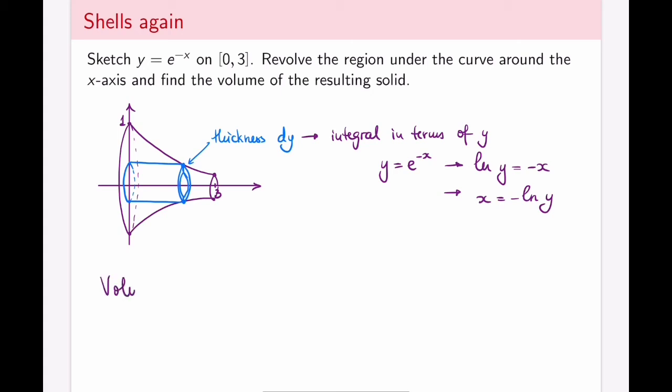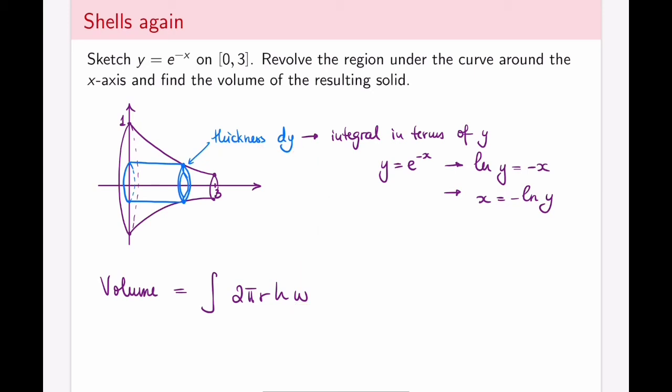I'm going to write down the integral right away, but first I'm going to keep the volume of a typical cylindrical shell in it. So 2 pi r h w. And let's see if we can fill out the radius, the height, and the width. The width, or the thickness, I already know to be dy here.